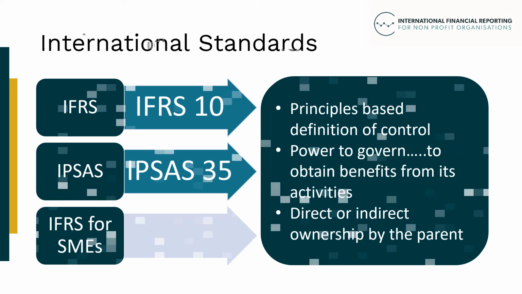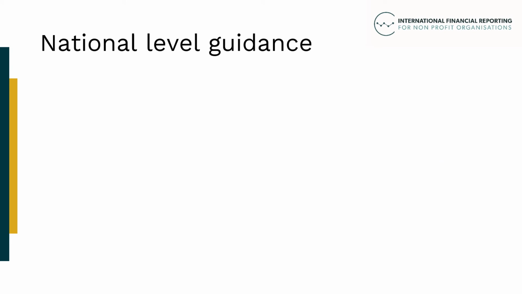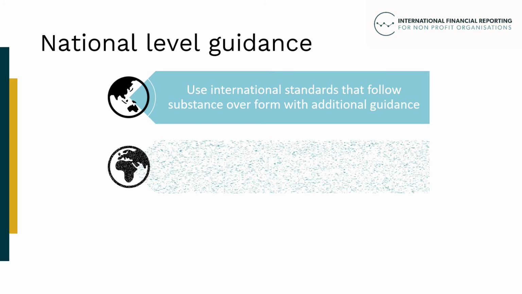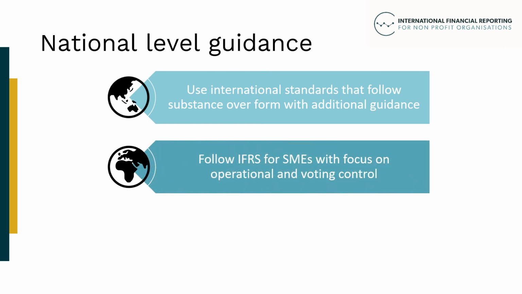Control is presumed to exist when the parent owns, directly or indirectly through subsidiaries, more than half of the voting power of an entity. In the national level guidance, we have reviewed approaches that are being taken. Some jurisdictions follow IFRS and IPSAS and require NPOs to determine control based on principles that relate to the substance of the relationship between entities. In these jurisdictions, additional NPO-specific guidance is provided. In one jurisdiction, there is a closer relationship to the IFRS for SMEs standard. In these jurisdictions, there is a principles-based definition of control, with the focus on the voting or operational control of the entity. Guidance is provided about NPO-specific sets of circumstances that would suggest control.